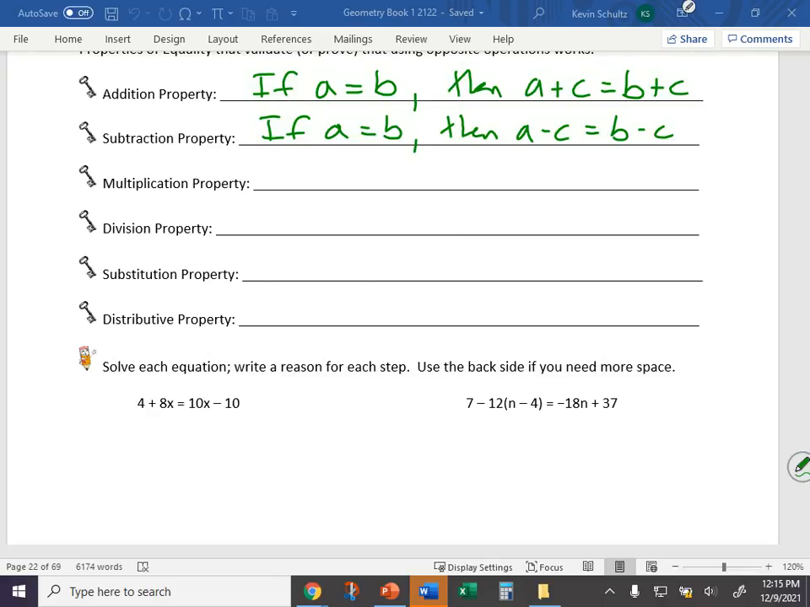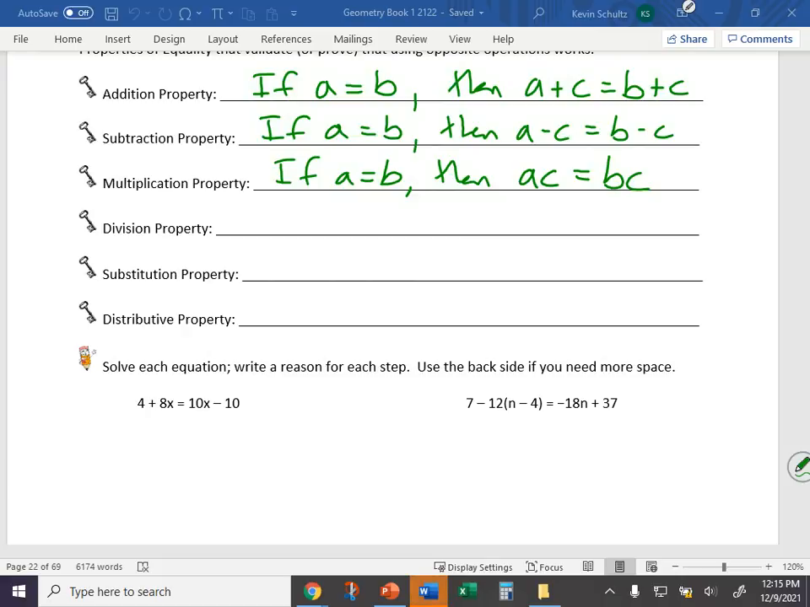Okay? Multiplication property. If A equals B, finish it out. Drake? A times C equals B times C. Good. Then A times C will equal B times C. And you can multiply both sides of an equation by the same thing, and it's not going to change the value of it. Division property.